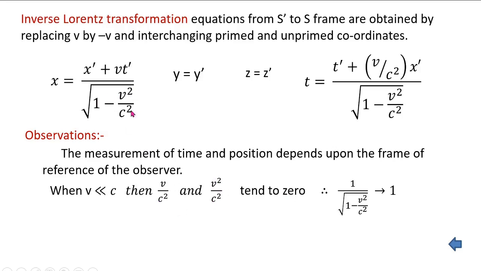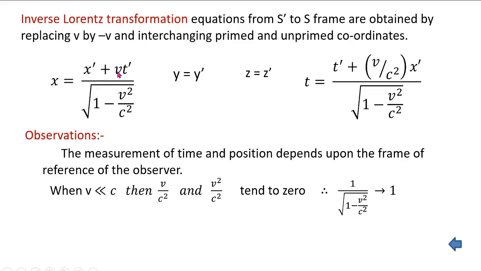Therefore this term tends to 1, that is, 1 upon square root of 1 minus v square upon c square, with v square upon c square being 0, gives 1 upon 1, which is 1. Therefore the denominator in both equations tends to 1, and v upon c square tends to 0. Therefore this term becomes 0. Therefore t is equal to t dash, and here also this term tends to 1. Therefore x is equal to x dash plus vt, or x dash is equal to x minus vt.